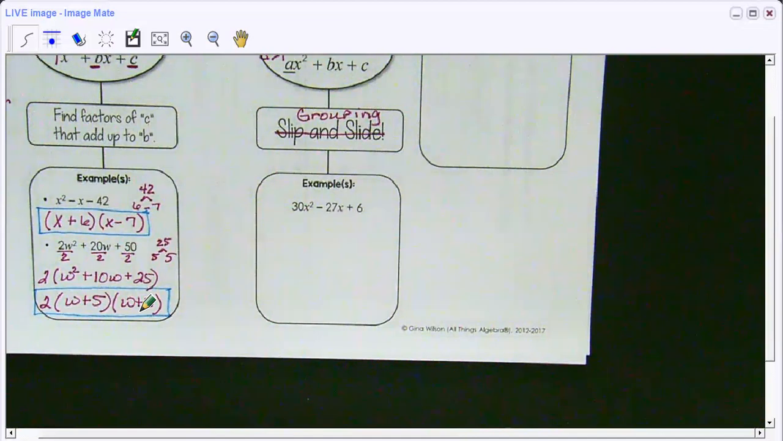On the last one, when it was the 2w plus 5, can I just put w plus 5 squared? Yes. 2 times w plus 5 squared.